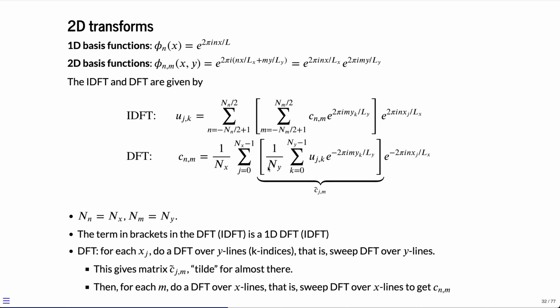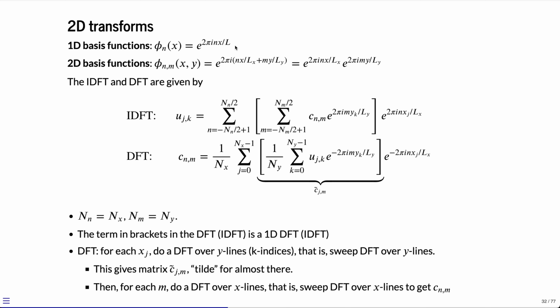So our 1D basis functions were e to the 2 pi i n x over L. Now in 2D, we have the product of e to the 2 pi i n x over L_x and e to the 2 pi i m y over L_y. So we have physical space x, y, and we have spectral space indexed by modes n and modes m, which are different wave numbers in the x direction and in the y direction.